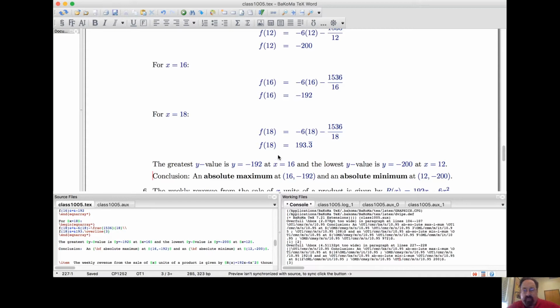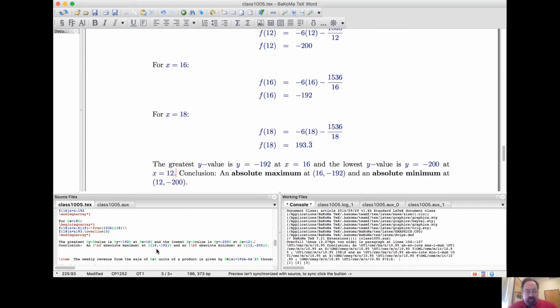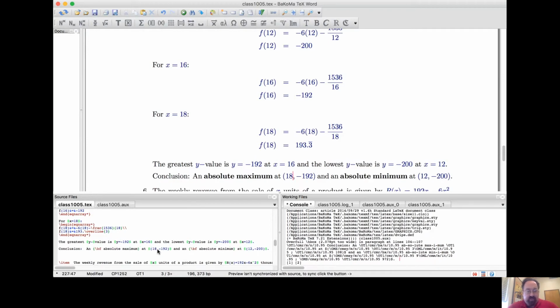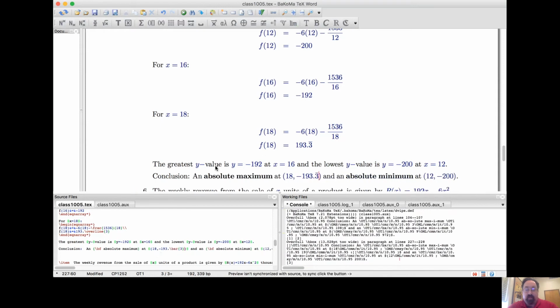Oh, wait. Sorry. That was labeled wrong. It's x equals 18. Okay, so that's positive. So this value, that was the largest of the three, goes here, and the x value, which was 18, goes in for the x value.